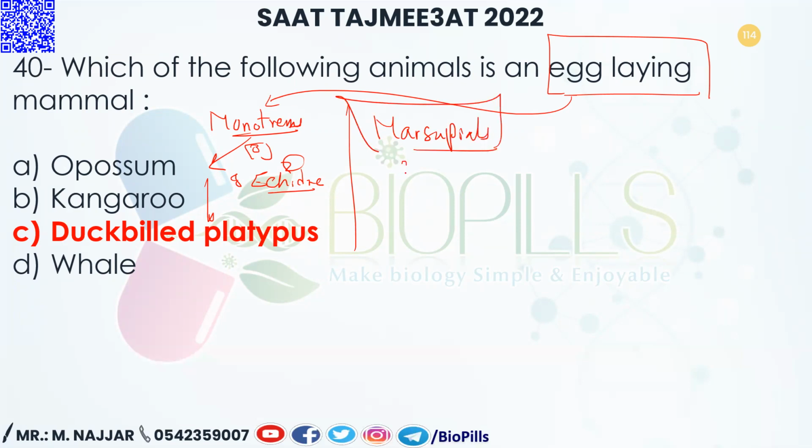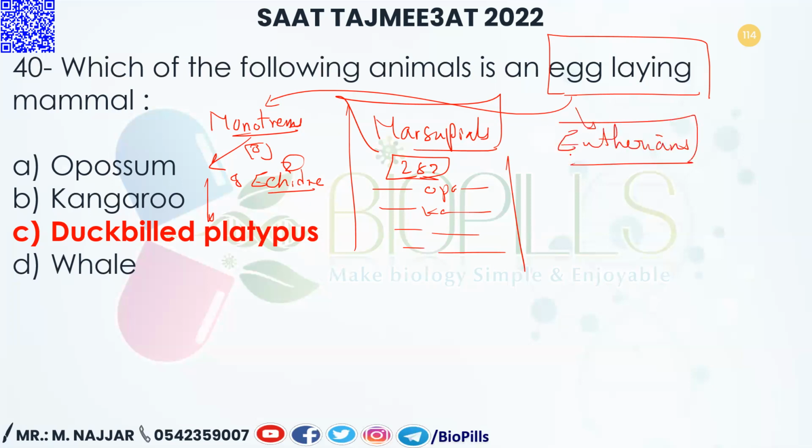Marsupials have only 282 species all over this planet Earth, and they are also in Australia, such as opossum, kangaroo, koalas and wombats. The remaining are known as eutherians. We can categorize them into two groups.